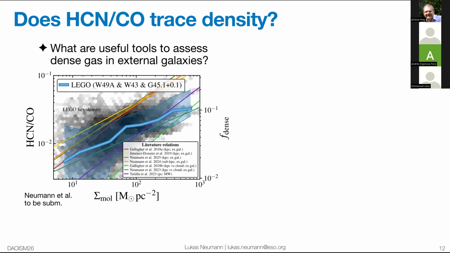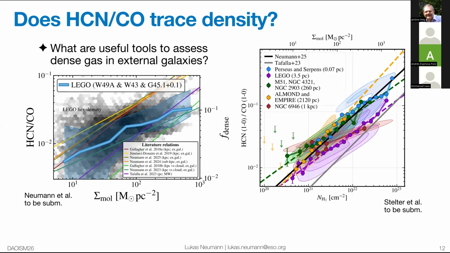So now I want to also comment on this HCN to CO line ratio as a tracer of gas density. We've seen this plot already before, and we can also put the LEGO clouds on this trend, and we see it's actually quite consistent. So we see an increasing trend of this ratio with the average molecular gas surface density.